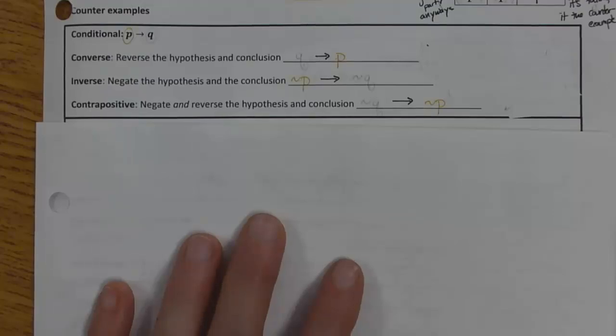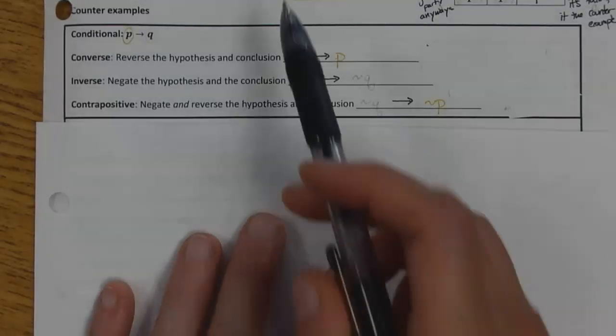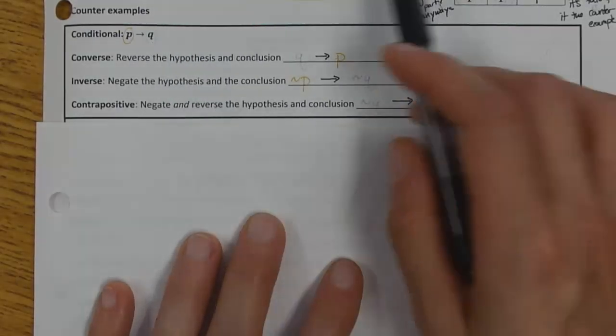Now that we know what conditionals are, let's talk about a few things that we can do to a conditional statement, and then afterwards evaluate whether or not we can figure out the truth of these statements after they've been changed. So let's start with a conditional P implies Q. Doesn't matter what it is.